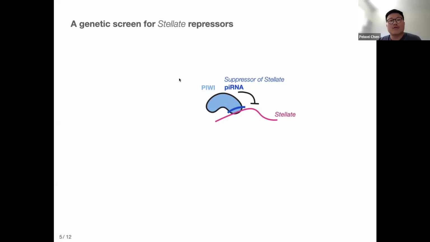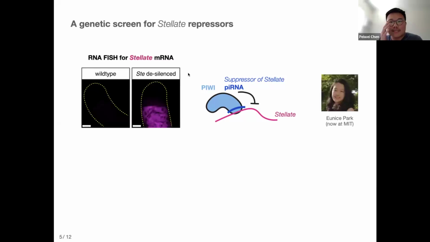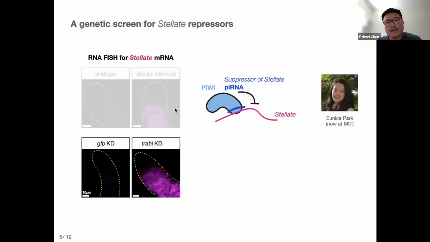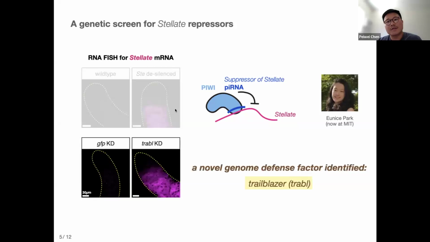So we did a genetic screen to look for unknown repressors of stellate. And the screen was done by an extremely talented undergraduate, Unis, who did in situ to visualize the expression of stellate. As you can see, stellate is completely silenced in wild-type testes, but highly expressed when it's not silenced. Excitingly, Unis's screen identified one hit, a novel genome defense factor that is required for stellate silencing. We named this gene Trailblazer because we like to think that it's a pioneer that controls recently evolved selfish genes over evolution.